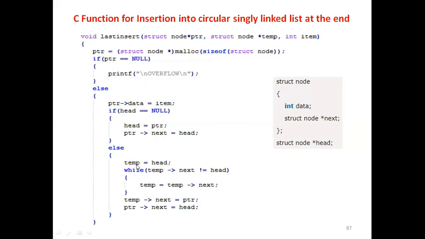So here, what to do? We have to traverse the list. So how to do that? First, assign the head to the temp. So temp equals head, and then use a while loop. While temp arrow next not equals head, you do this: temp equals temp arrow next. When this condition becomes false, temp will point to the last node, and then you do temp arrow next equals ptr, and ptr arrow next equals head. So this way we can insert a new node at the end of the circular singly linked list.